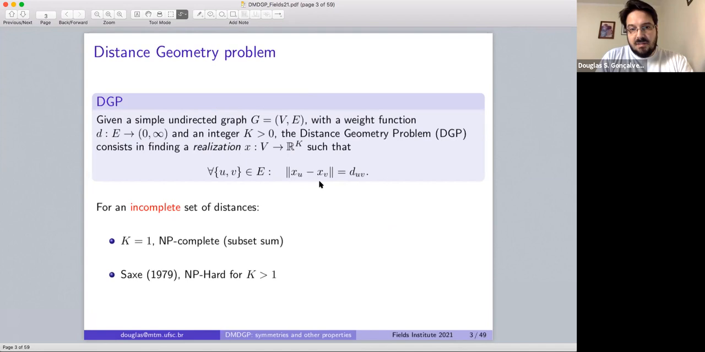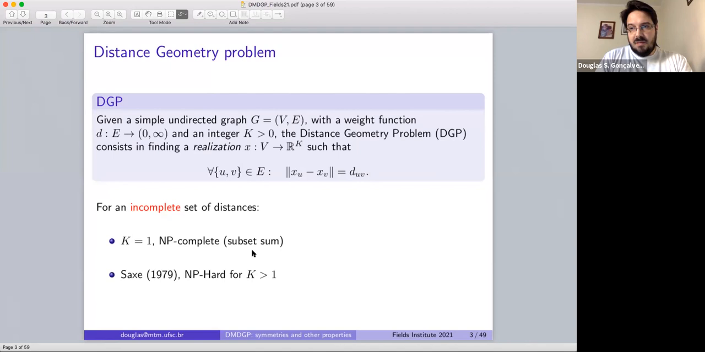This problem is known to be NP-hard. It was proved by Saxe. For any dimension k, in particular for dimension k equal to 1, it is NP-complete. And Leo Liberti gave an explanation in his talk on Tuesday. You can show that by polynomial reduction from partition or subset sum. But there are special classes of this distance geometry problem for which you can obtain polynomial time algorithms.